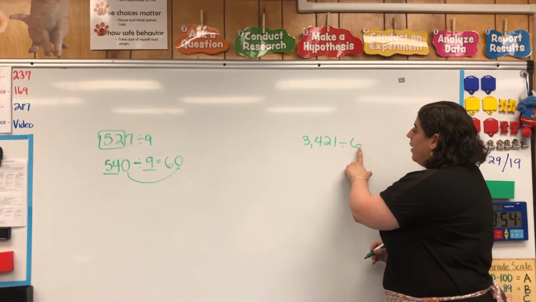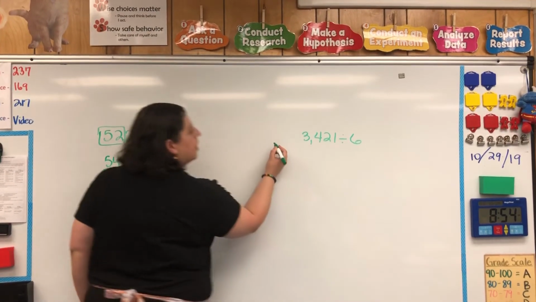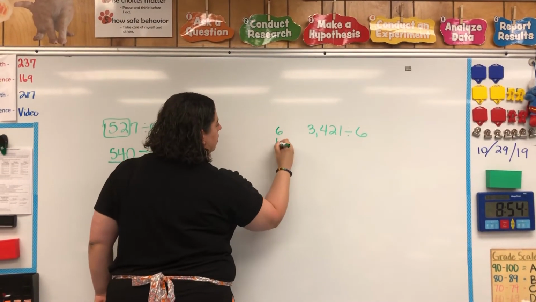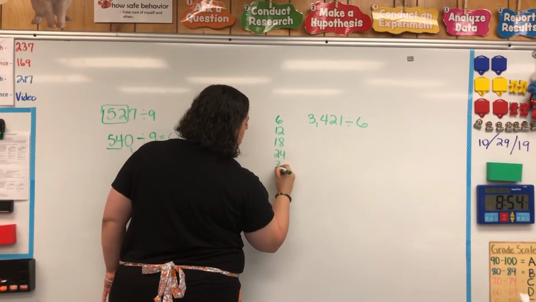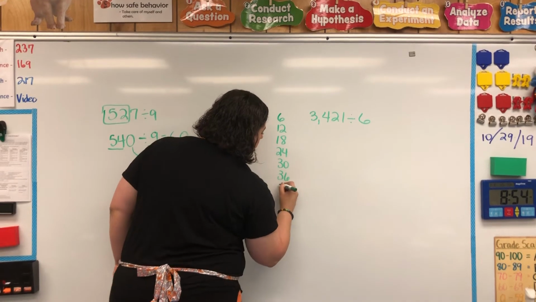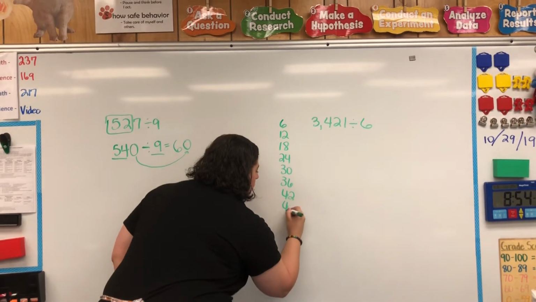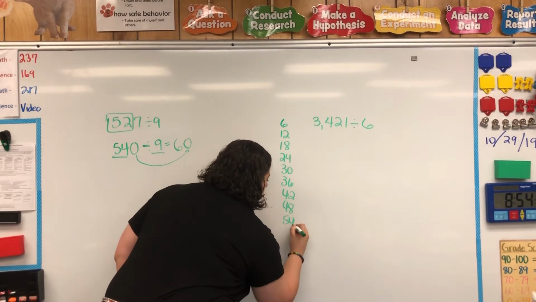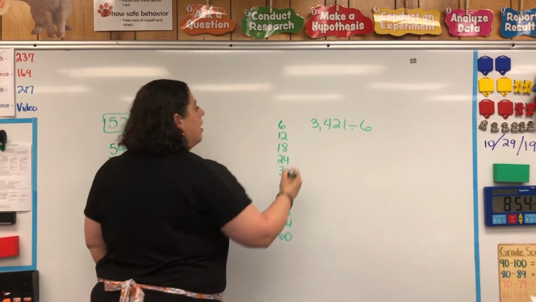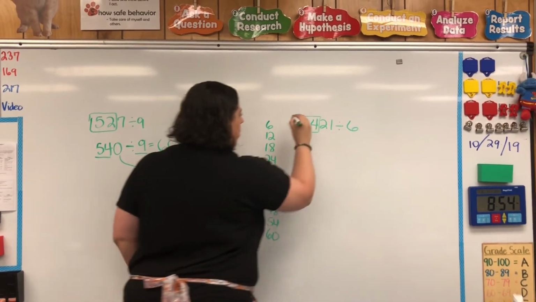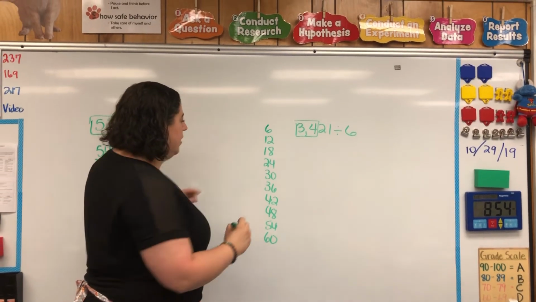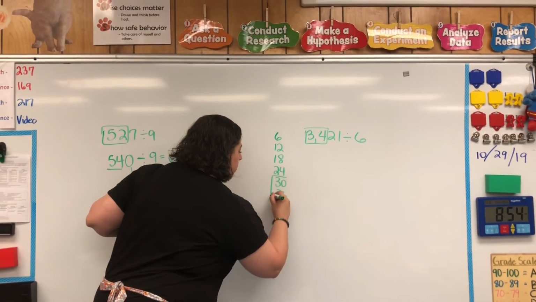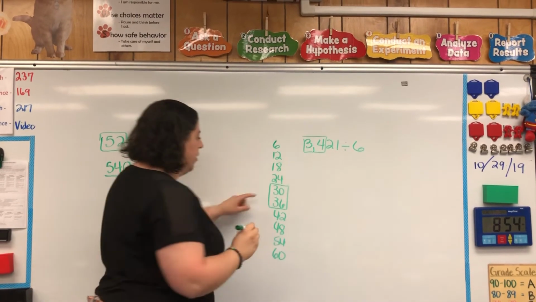If I'm dividing by 6, I am going to make a list of the multiples of 6. That would be 6, 12, 18, 24, 30, 36, 42, 48, 54, and 60. Now this 34 right here, we have to see where that 34 would fall inside this list. Well, it would fall in between 30 and 36.